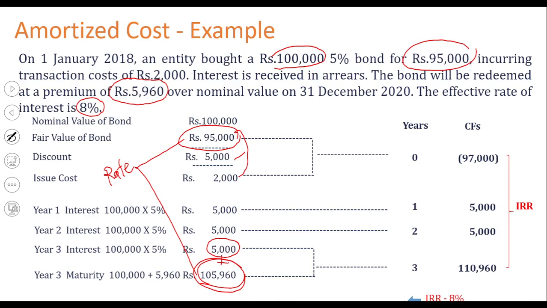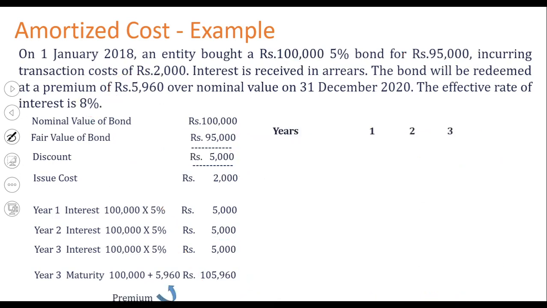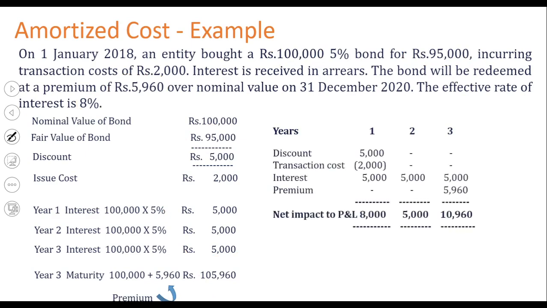Now, based on this example, I told you, if we don't use this amortized cost method, this is how it is going to be charged to the P&L. In first year, we have to charge 8,000 to the P&L. Second year, we have to charge 5,000 to the P&L. Third year, we have to charge 10,960 to the P&L. It is not a logical or technical method to be used, right?